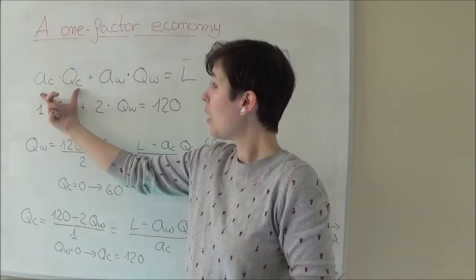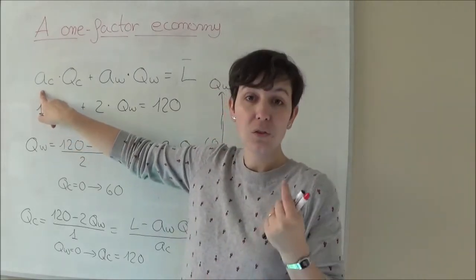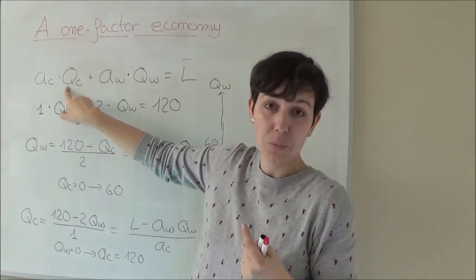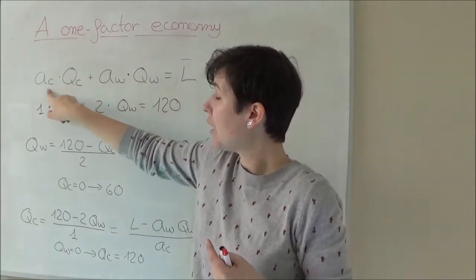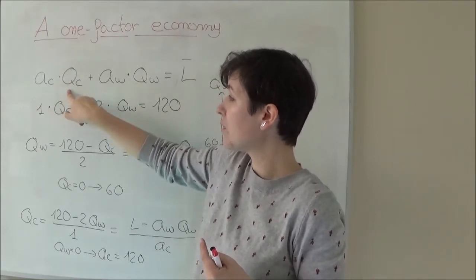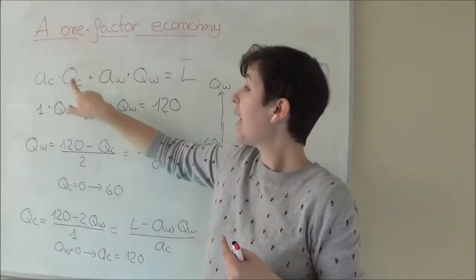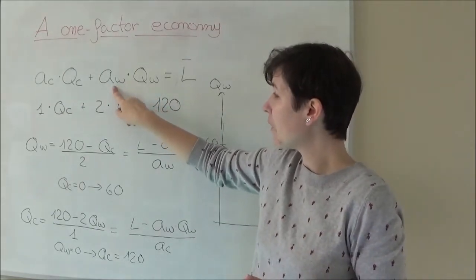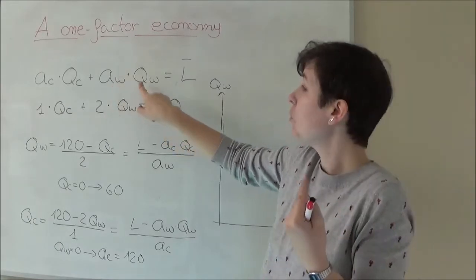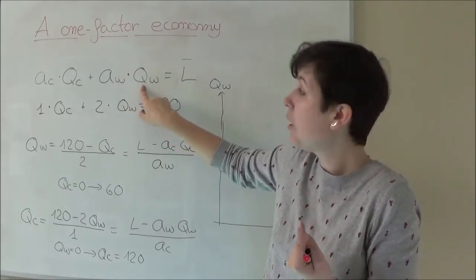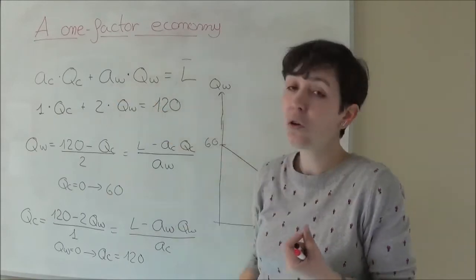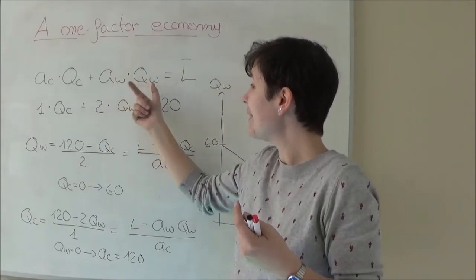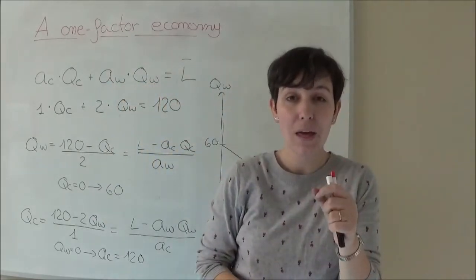So here we're going to have the number of workers that you need for 1 unit of cheese multiplied by the number of cheese that you want to produce. So the whole thing here is the number of workers or labor that is going to be in the cheese sector. And the same thing for the case of the wine sector. So the number of workers that you need for 1 unit of wine multiplied by the number of units of wine. So the amount of labor that is going to be in the wine sector, and we know that this plus this is always going to be that value.